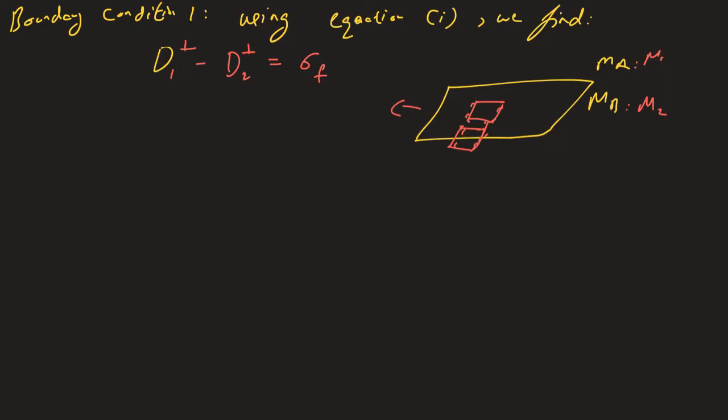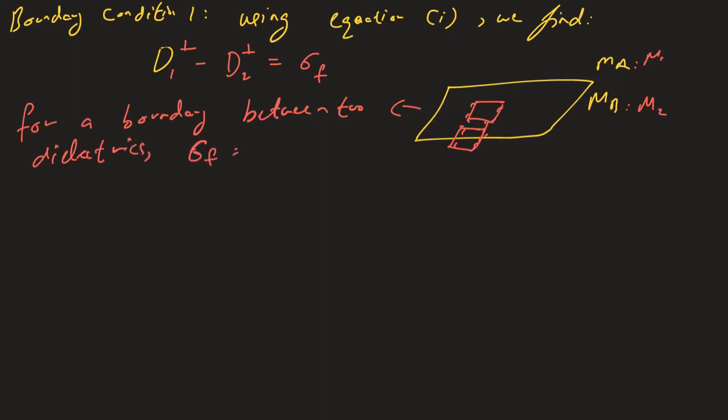Okay. But for a boundary between two dielectrics, sigma free is 0. So what we then find is that the orthogonal component of the displacement in material 1 is equal to the orthogonal component of the displacement in material 2.